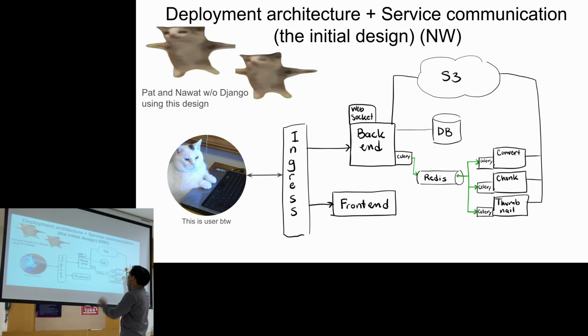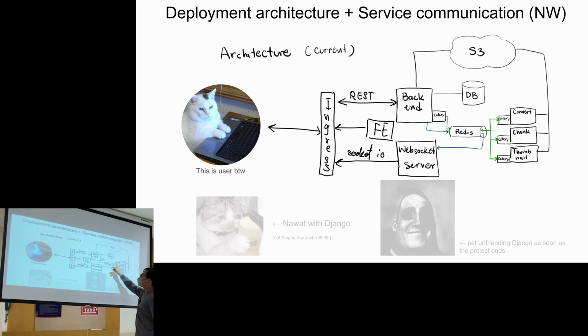And then this is the initial design. This is what happens if we didn't use Django. We could have put the WebSocket as part of the backend, but because we used Django, that did not happen. This is what happened instead.